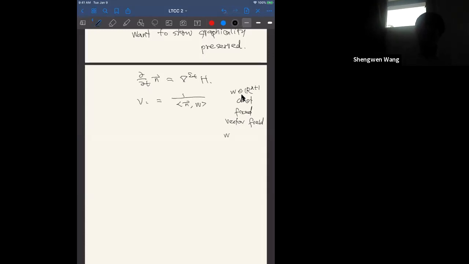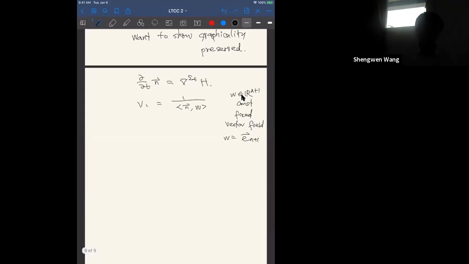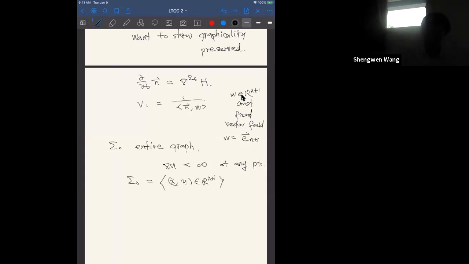So without loss of generality, you can just choose W to be the (n+1)-th basis vector. What does it mean to be an entire graph? Sigma 0 is an entire graph. It means that |grad u| is less than infinity at any point. If you use the graphical expression, sigma 0 equals the graph of (x, u(x)) in R^(n+1). This special function v, you can compute that it's actually equal to the square root of 1 plus |grad u|².